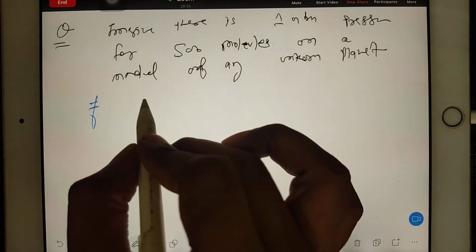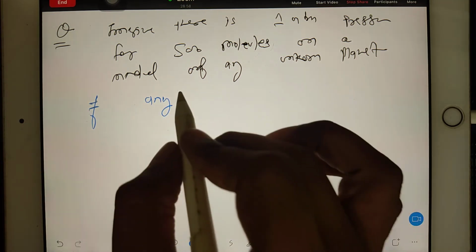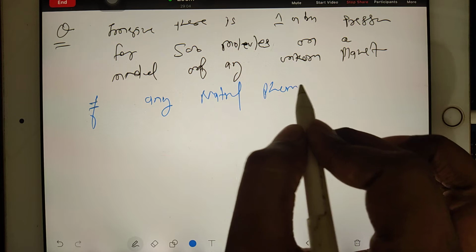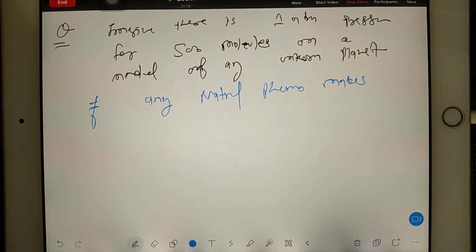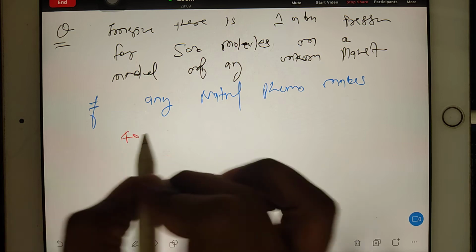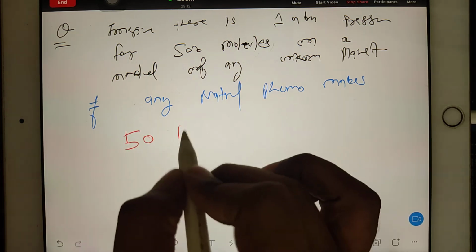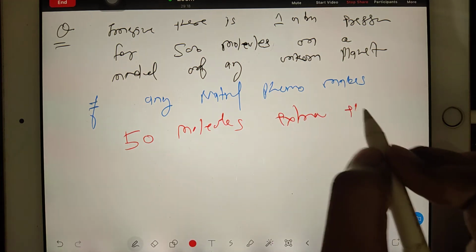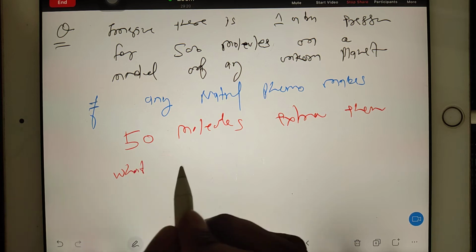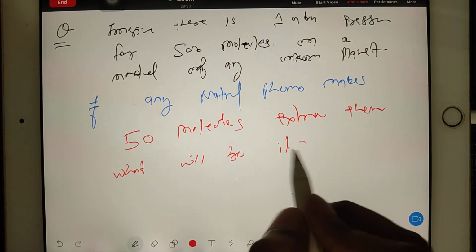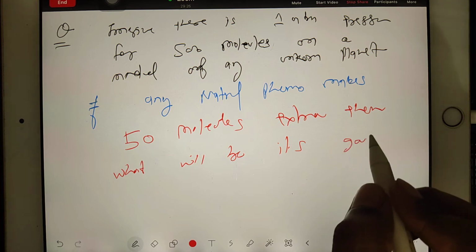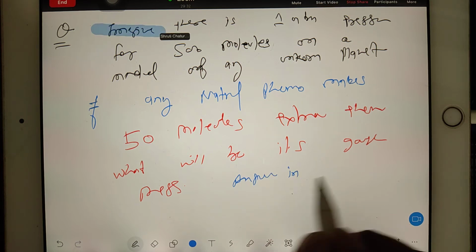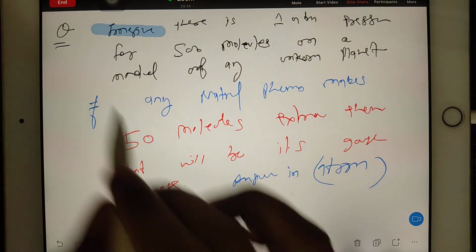If any natural phenomena makes 50 molecules extra, then what will be its gauge pressure? Answer in ATM.